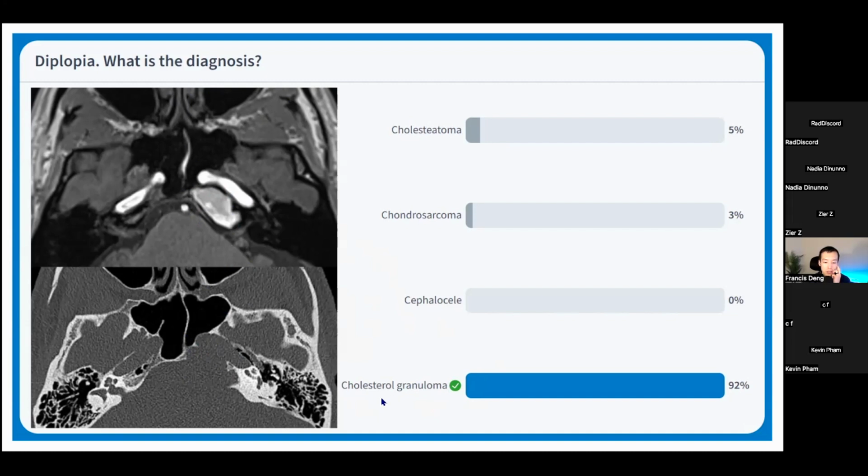This T1 hyperintensity is due to blood products like methemoglobin within this lesion. It has nothing to do with cholesterol or granulomas per se. It is only named that for historical reasons.